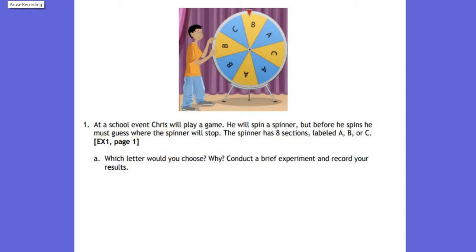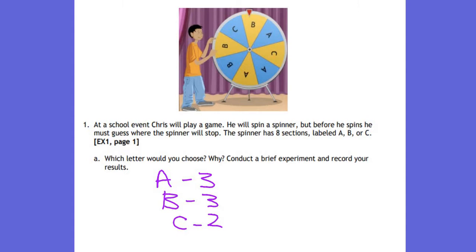So, how many spaces did A have? Three. How many spaces did B have? 3, and C had 2. So we should expect in our experiment that A and B should be pretty close, tied for first. And we should expect in our experiment that C should be last.